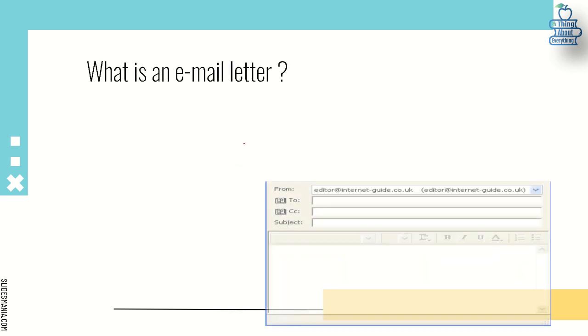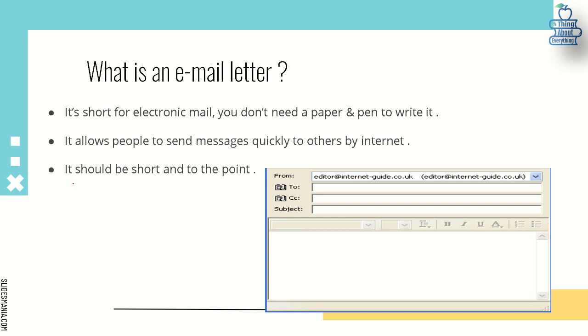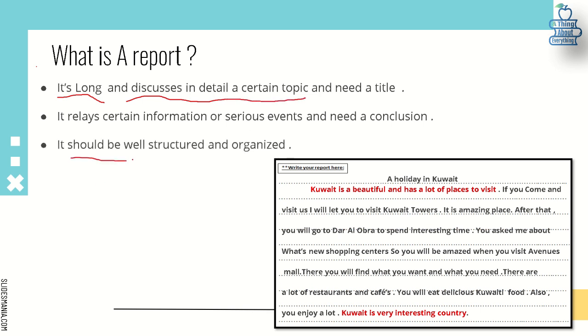So what's an email letter? The most important characteristic of email letter is it should be short. It's a message, it's a letter, so it should be concise. Okay, but a report is different. It is long and discusses in details a certain topic, and it should be well structured. It should be well organized.